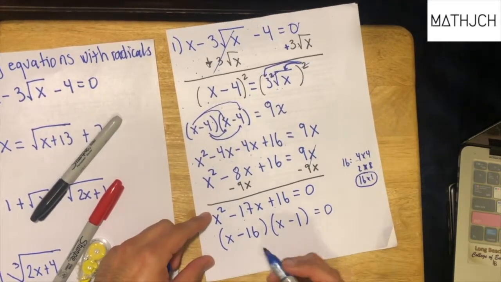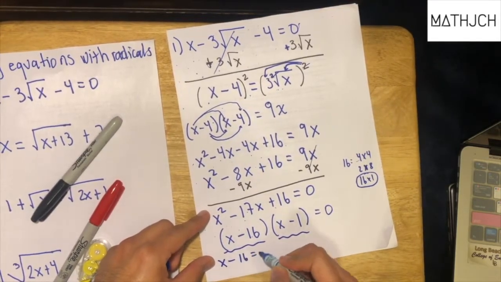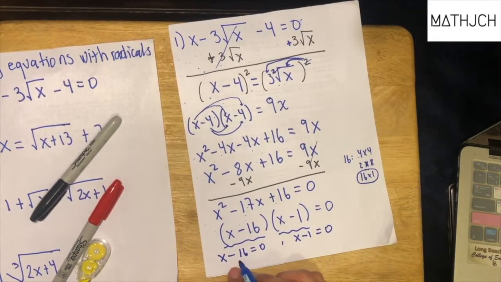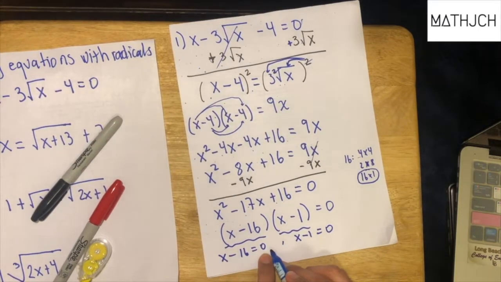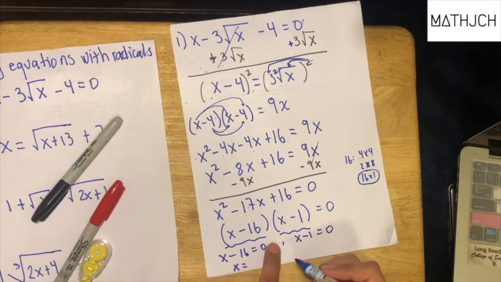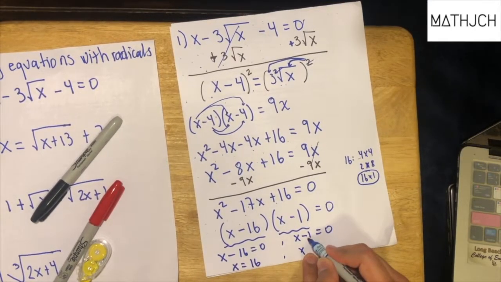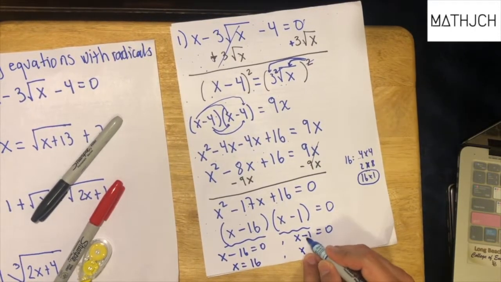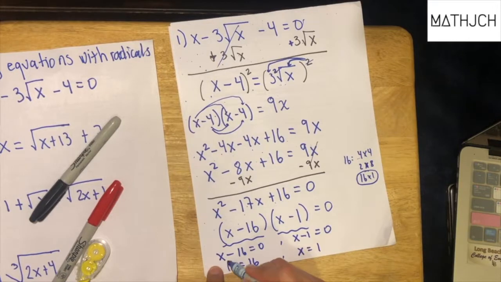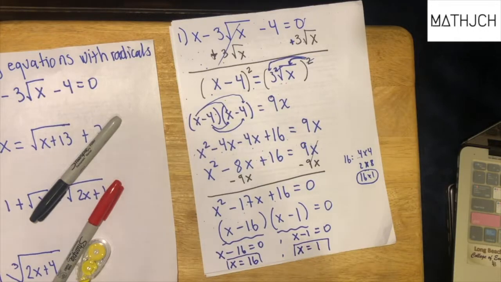Now, the next step is to set each factor equal to 0. And then we solve for x. That means that we could move this 16 to the other side and we are done. When we move it, from negative, it's gonna be positive. And same thing here. When we move this negative 1 to the other side, we do the opposite, right? So plus 1, we're gonna end up with x equals 1.